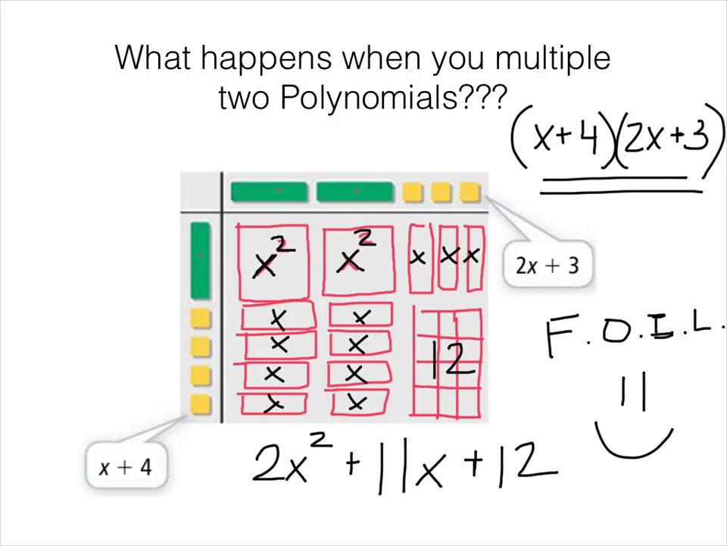So hopefully you're comfortable multiplying polynomials, really just a monomial times a polynomial. We're going to get more into this 2 binomials thing in class.